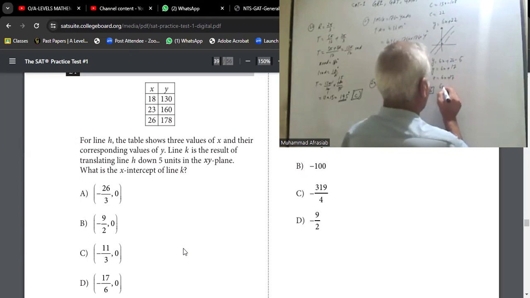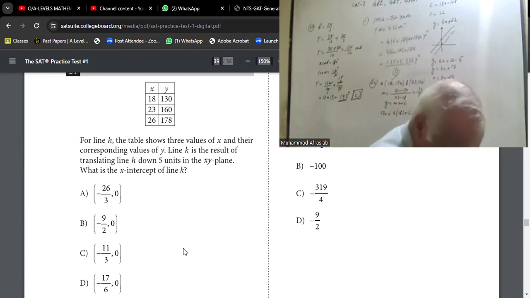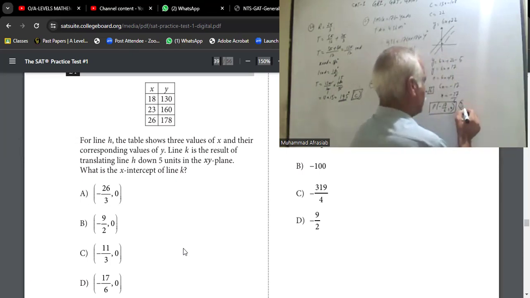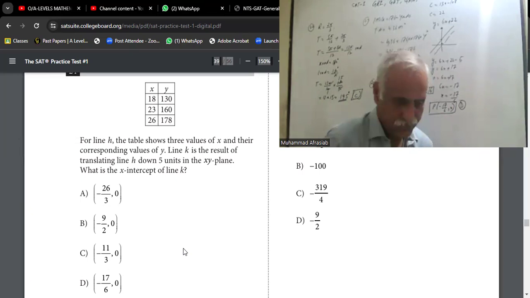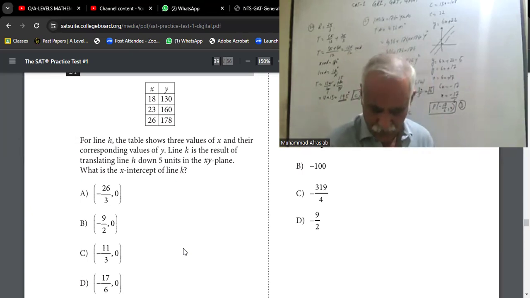6x is equal to minus 17, or x is equal to minus 17 over 6. So the point will be minus 17 over 6 and 0. And this is the answer for this D part. Now the next.